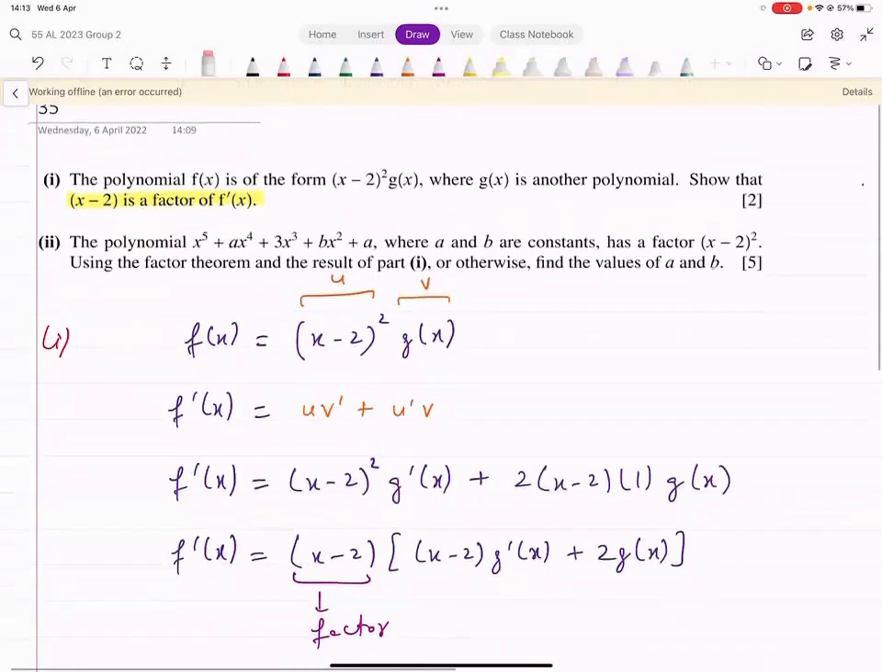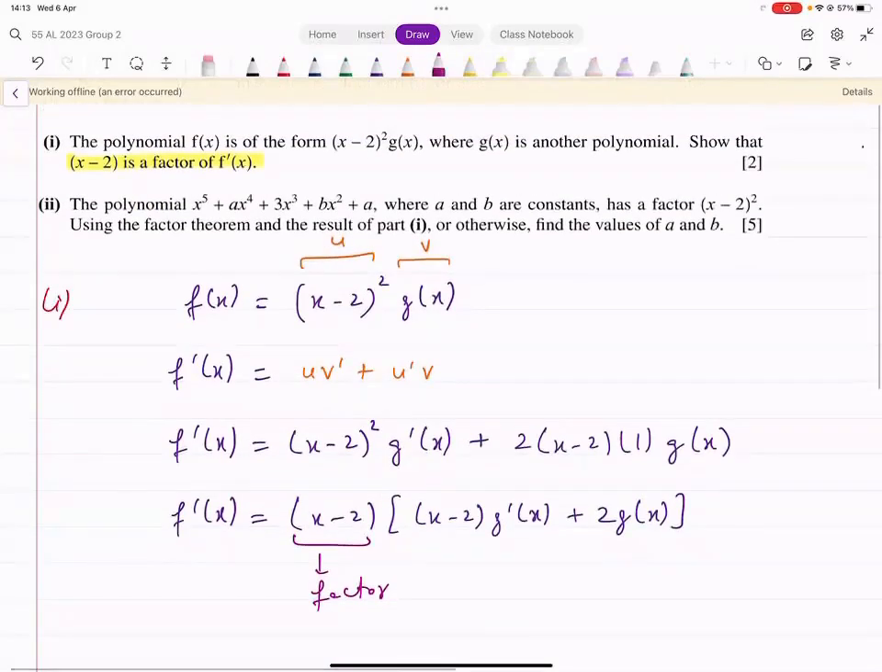Okay, now the second part says this polynomial where a and b are constants has a factor x minus 2 whole square. Using the factor theorem and the result of part 1 or otherwise find the values of a and b. अच्छा, जब इसने और otherwise कुछ कहा हो ना, उसको आप ignore कर दिया करें, because जो भी otherwise method होगा that's going to be much more complicated. तो उसने suggest किया हुआ, that's what you should be using.